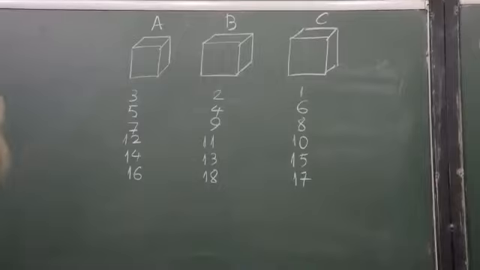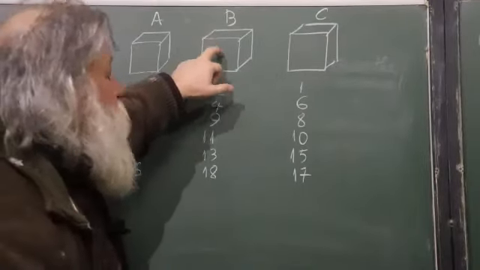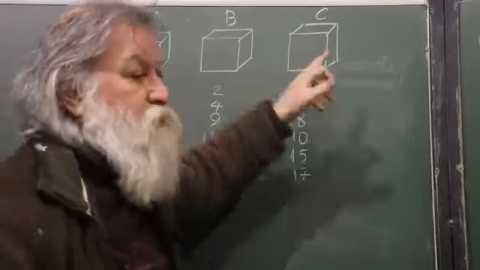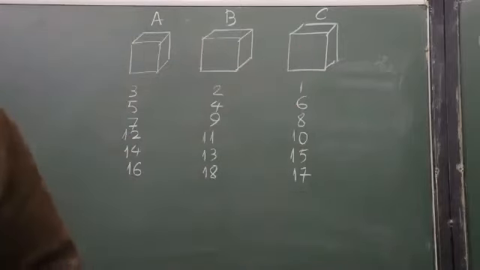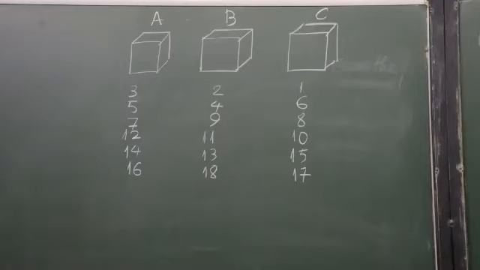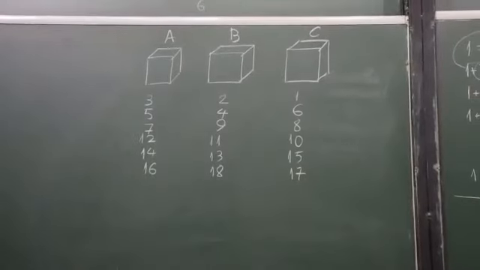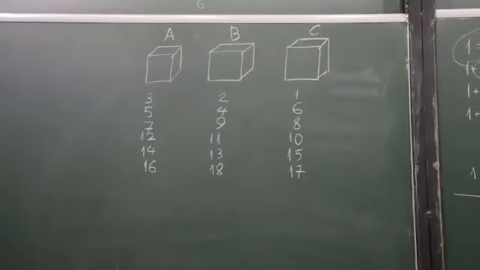And this one belongs to Alexander. This one belongs to Bruno. This one belongs to Caroline, or whatever, or Carol. And they are playing. They are throwing dice, and they want to see who is winning, who is getting better scores.